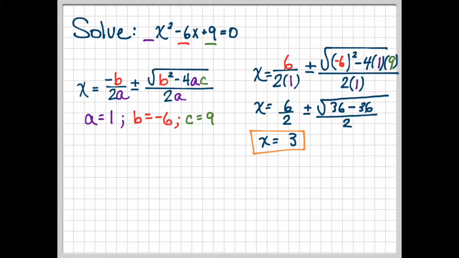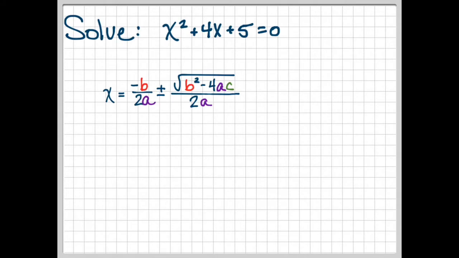In our previous problem, we had two solutions. So let's try another one. So again, we're going to do the same exact thing every single time. We're going to try to figure out what our values are for A, for B, and for C so that we can plug them into our formula. First thing we'll check is that the equation is set equal to 0, and we see that it is. So then I have to say, okay, well, what is my A value? In this case, the coefficient of x squared is just 1.